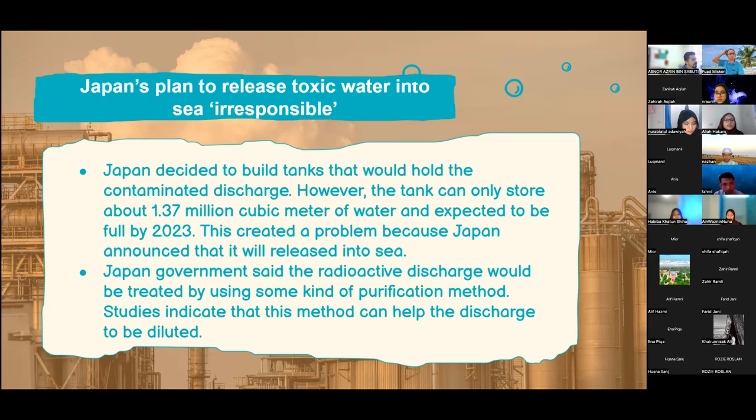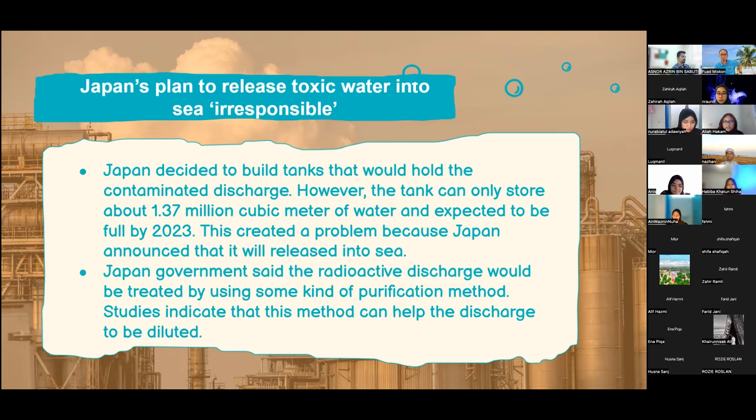Then the Japanese government said that the radioactive discharge would be treated using some kind of purification method, which they indicated would help dilute the discharge. During 2018, they found out from a 2017 study about the case that this radioactive discharge not only contains tritium, but also cobalt 60, carbon 14, and strontium 90, which are all very harmful for living things in a huge amount.